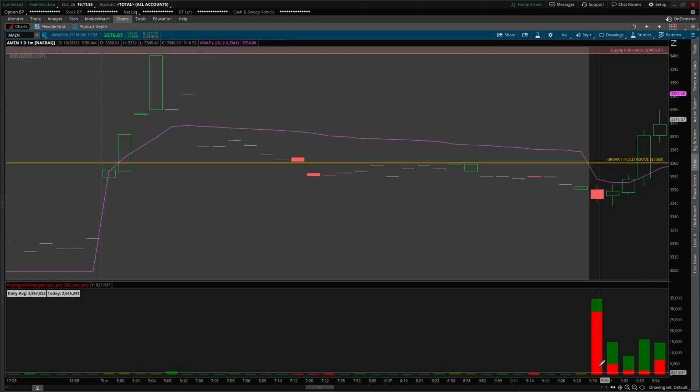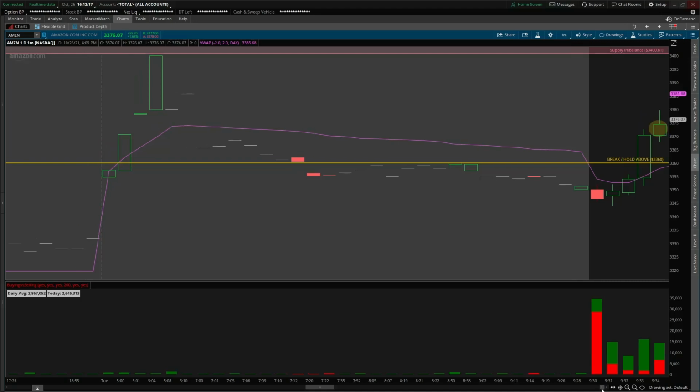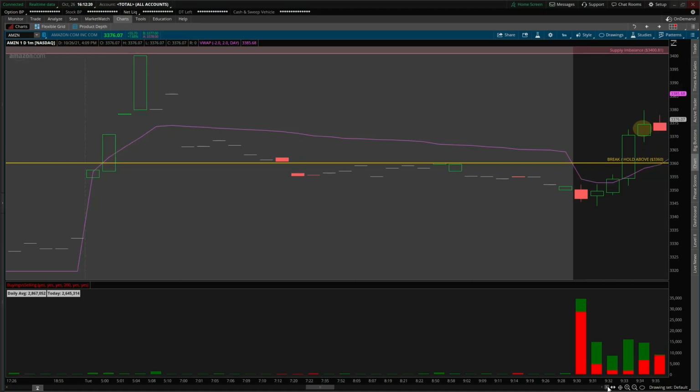So if I entered right here, I was risking about $10, $12 by the time I entered to make potentially $30. So risk to reward was pretty decent, almost 3-to-1. Amazon premiums were very expensive. $55 a contract is pretty expensive, but we do have earnings on this name this week.